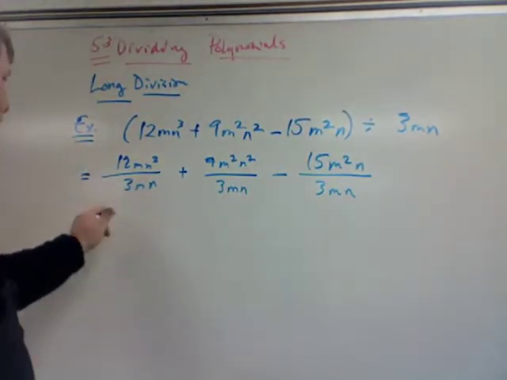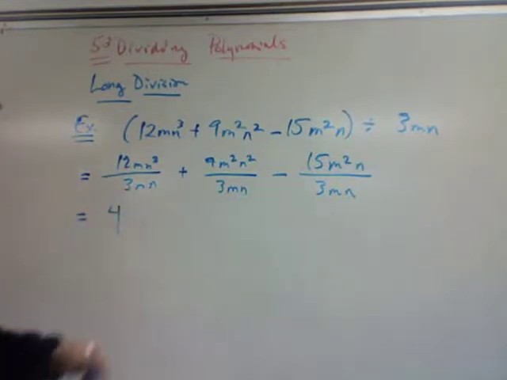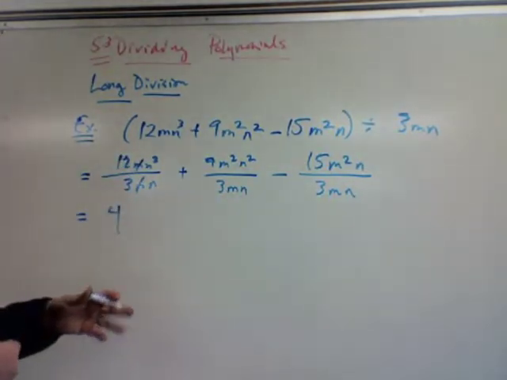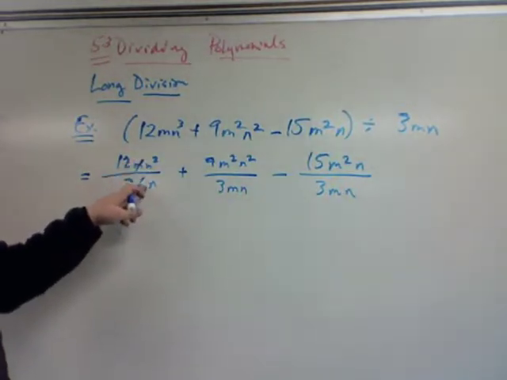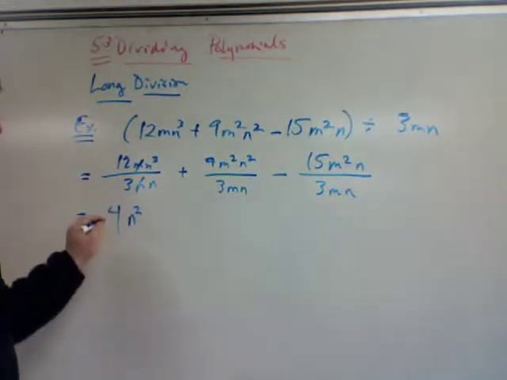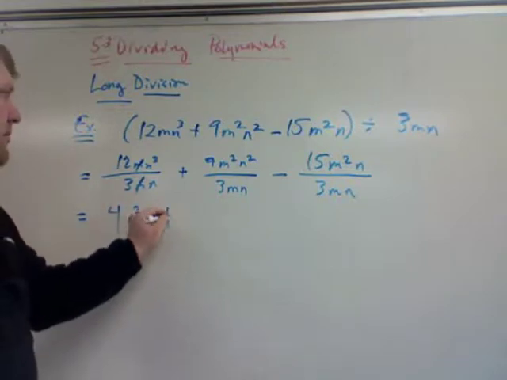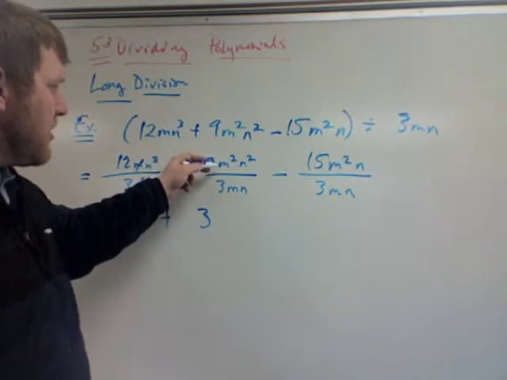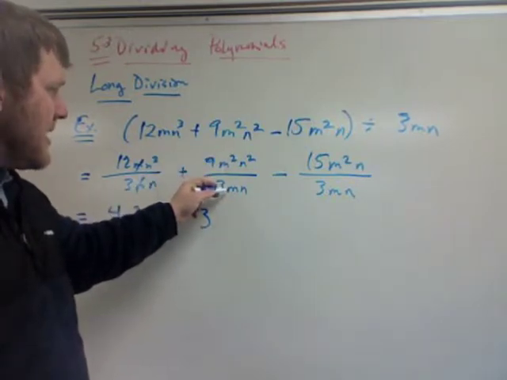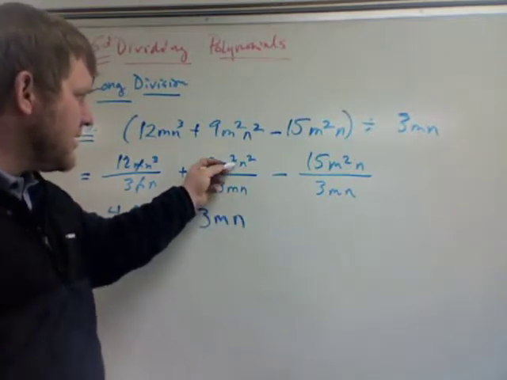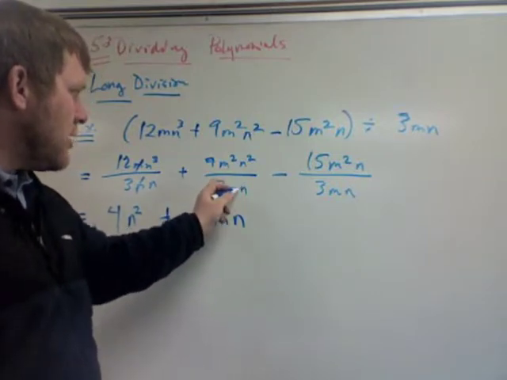So 12 divided by 3 is just 4. M divided by m actually cancels out, because you subtract the exponents. Remember, when you're dividing, you subtract the exponents. N cubed divided by n, I'm just going to be left with n squared there. So this term simplifies to 4n squared plus 3. On top, I'm just left with m squared minus m is going to be m to the first. And then also, n squared minus n, or minus 1 here.